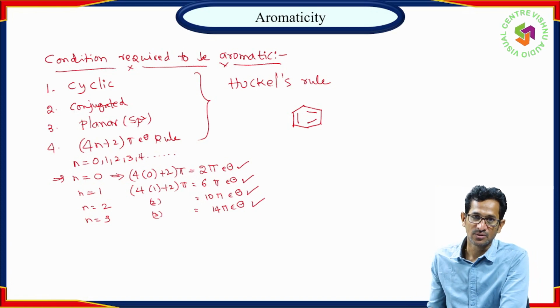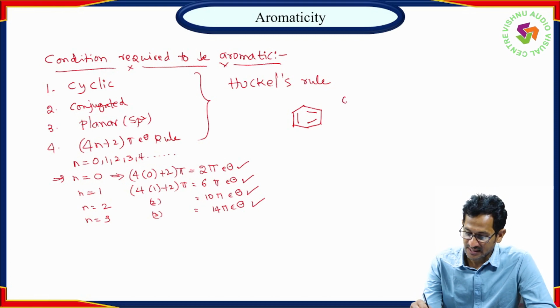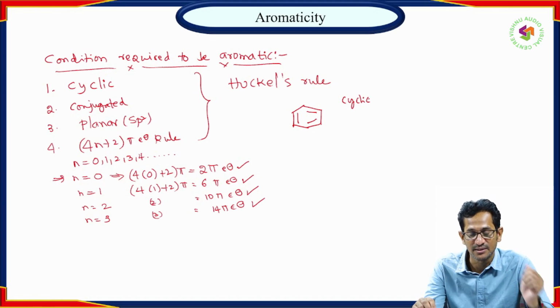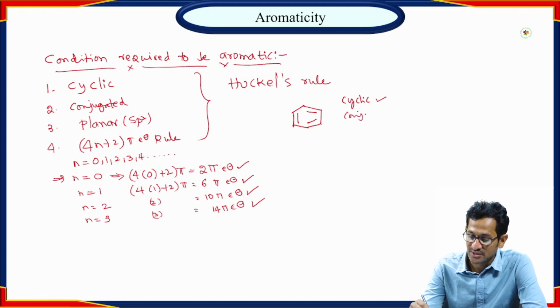Here is the benzene molecule, so we will go through the conditions one by one. It is cyclic in nature because it is a cyclic structure. The first condition is fine. The second condition is conjugated: alternate double bonds, therefore delocalization is also there. That is fine.